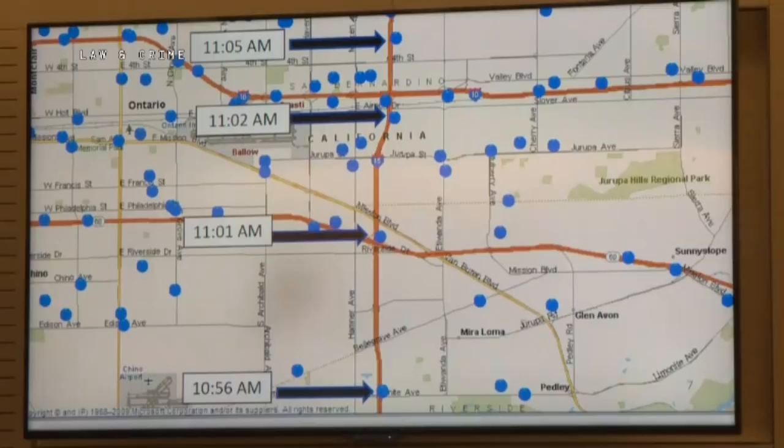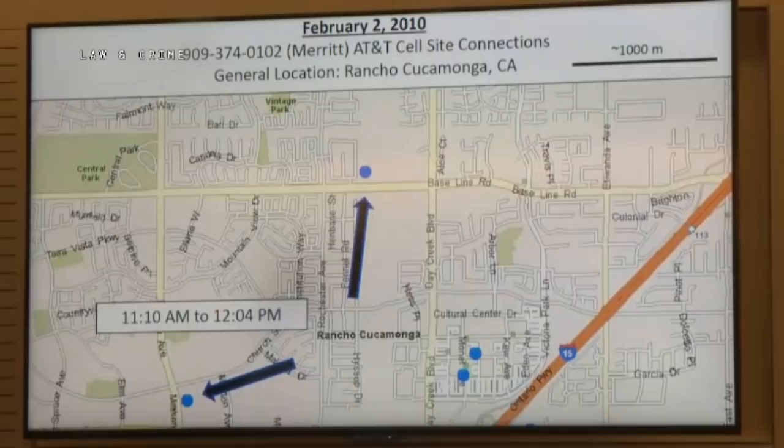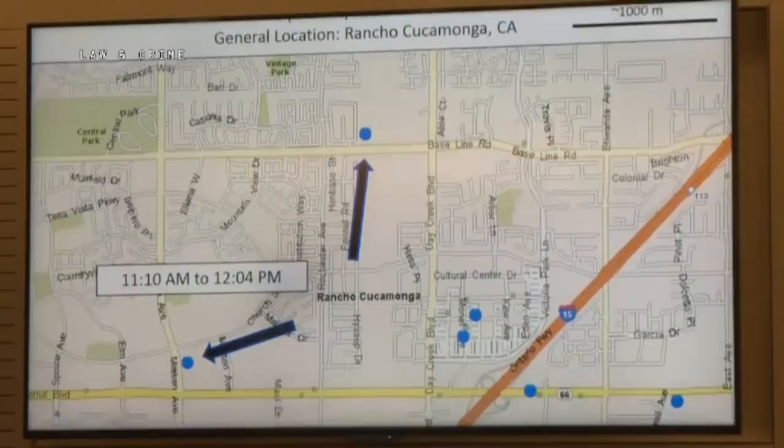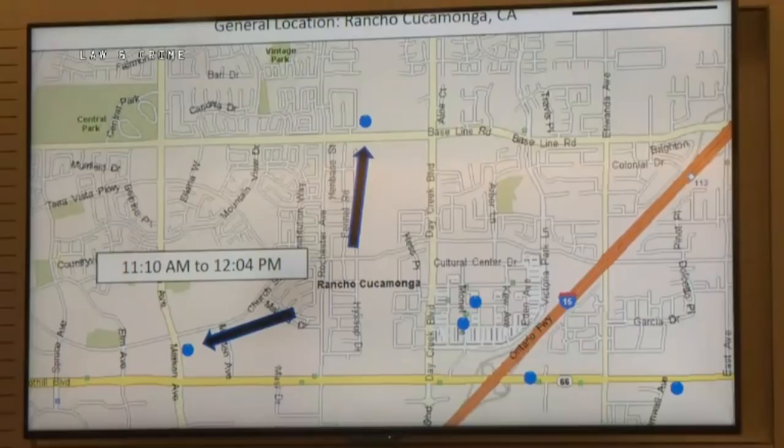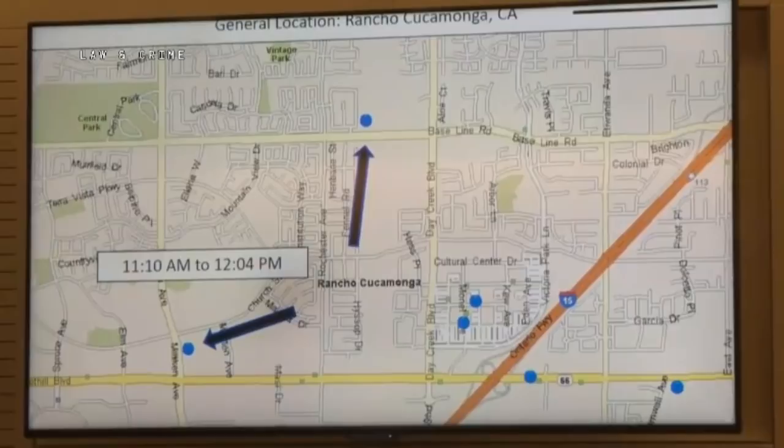449, is that where we're at? 450. Sorry, 450. Okay. Again, this is a continuation on February 2nd from 11:10 a.m. through 12:04 p.m., so right around the lunchtime, and there's connections at the two cell towers near the defendant's residence. Can I leave my red pen up there for you? Right here. Can you, on that exhibit, write DR in a circle as well so we can keep consistency in locating landmarks? Thank you. No problem.